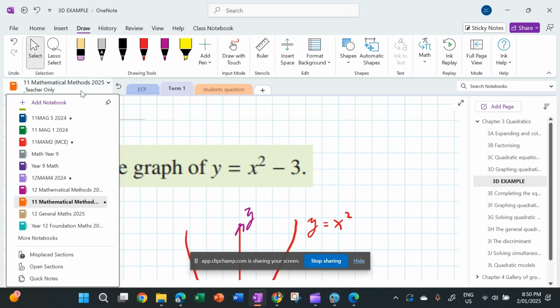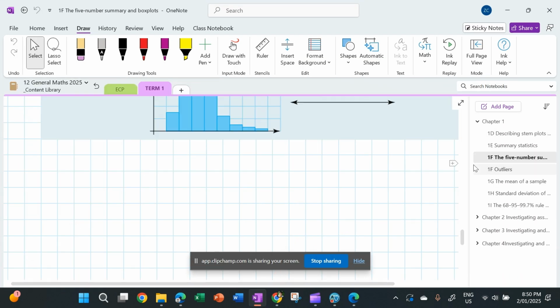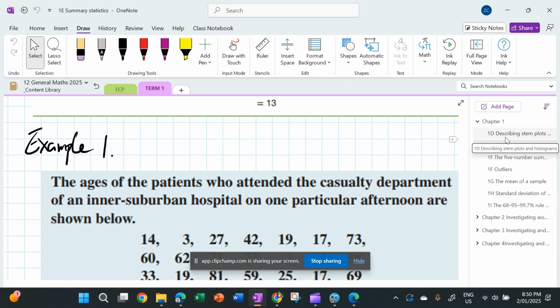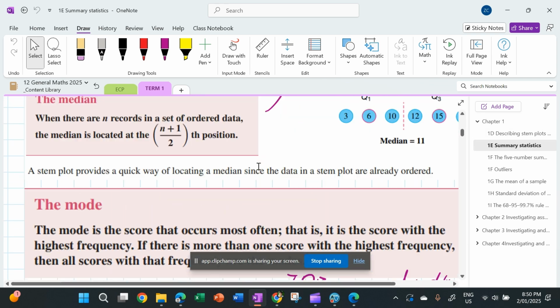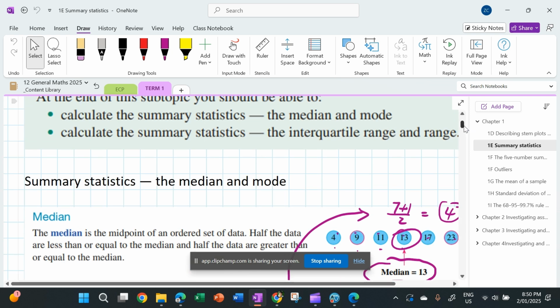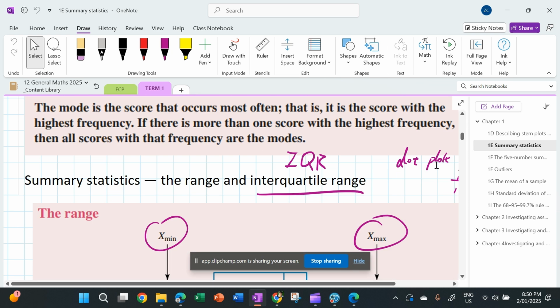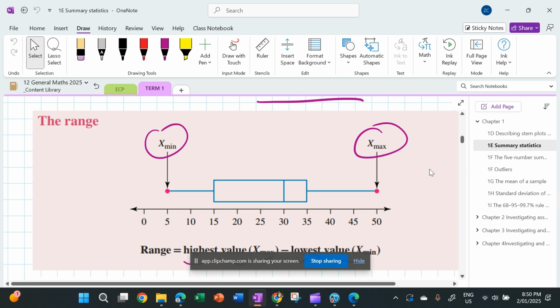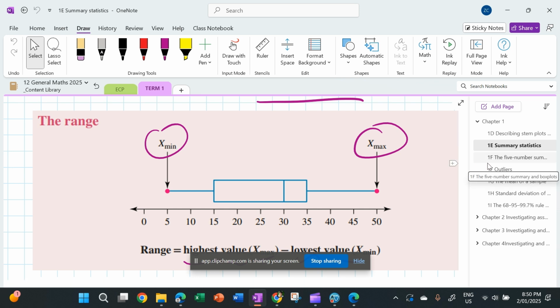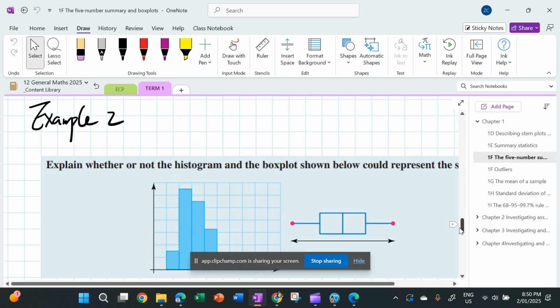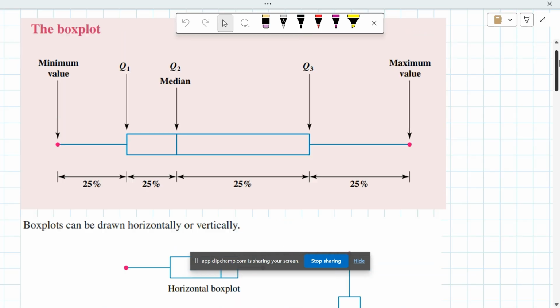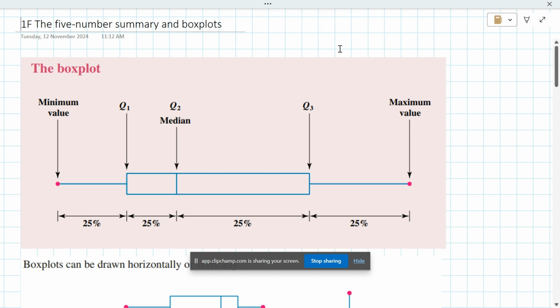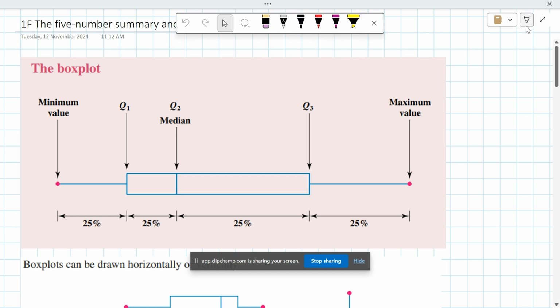Hello, everyone. Welcome back to Year 12 General Maths, and we're going to continue with summary statistics. I remember last time we did summary statistics: median, mode and IQR, and then we involved the box plot. So today we're going to keep going with the five number summary and then the box plot, which we're actually going to graph today.